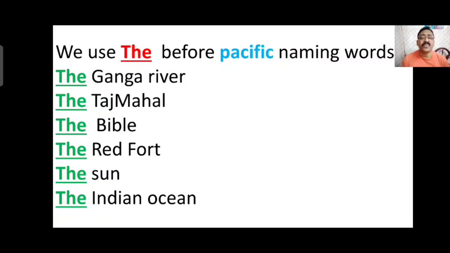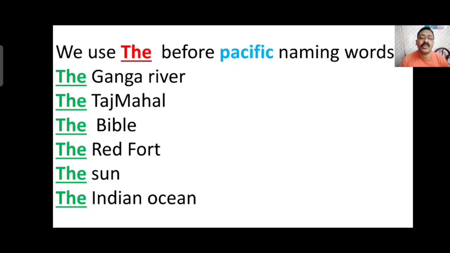Like the name of anything, like the name of a river, Ganga. For Ganga river, the is the article used before it. Taj Mahal is the name of a monument or a building, so the is used before the Taj Mahal. Bible is the sacred book of Christians, like the Bible.